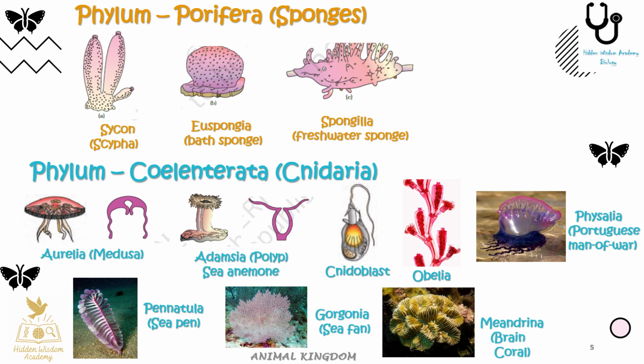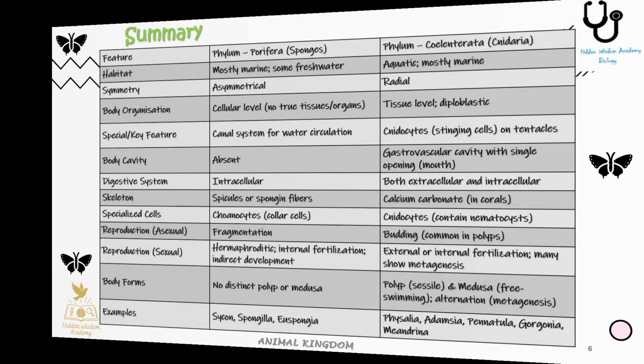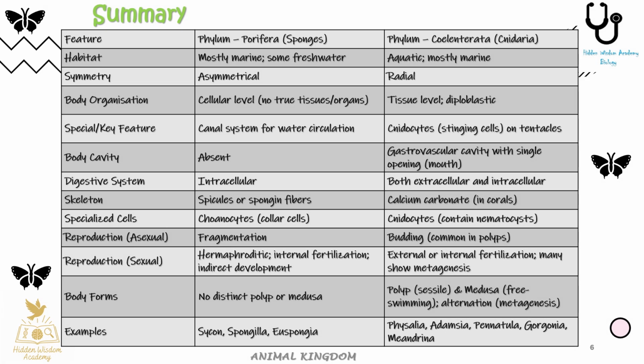Let's quickly revise the differences between 2 animal phyla, Porifera and Coelenterata. Members of phylum Porifera are commonly known as sponges. They are mostly marine, with some found in freshwater. They exhibit asymmetrical body symmetry. Their body organization is at the cellular level, meaning they lack true tissues and organs. A unique feature of sponges is their canal system, which allows water circulation throughout the body.